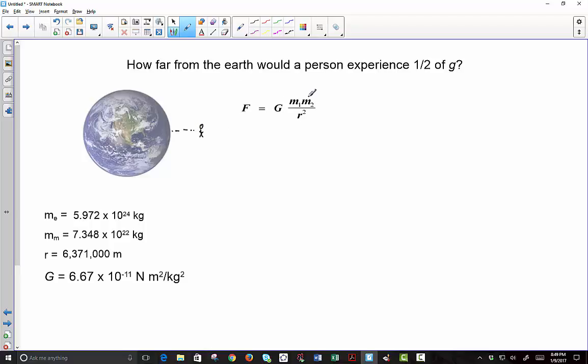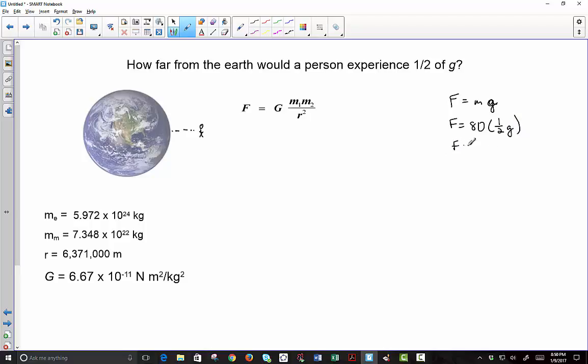And again, we can just use this, but this time I'll be solving for r. So I want my force to be 1/2 of the acceleration. So let's see, my force is going to be mass times acceleration. I'm sorry, I'll just put g. And so I want my force to be my mass, which is 80 times 1/2 of g.